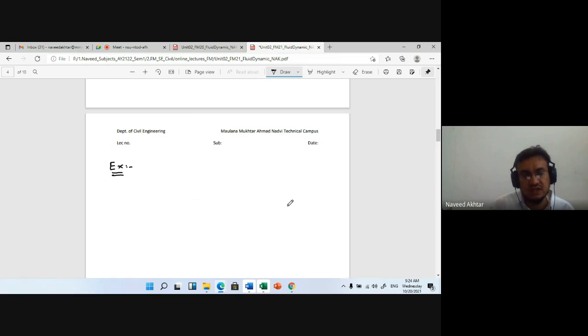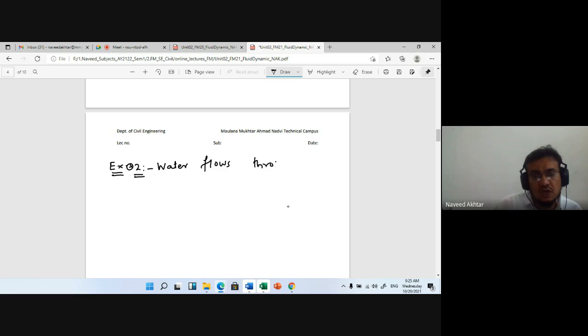Okay. Now we solve the example number 2. If you consider the same pipe, the water flows through an inclined pipe. Now here the pipe is not horizontal. Water flows through.